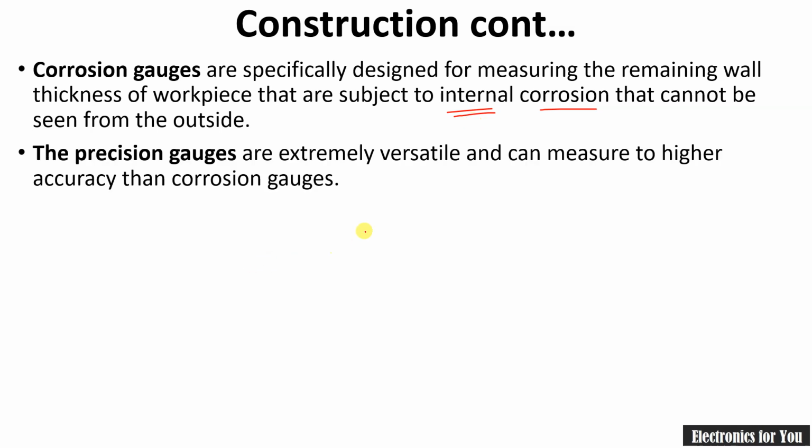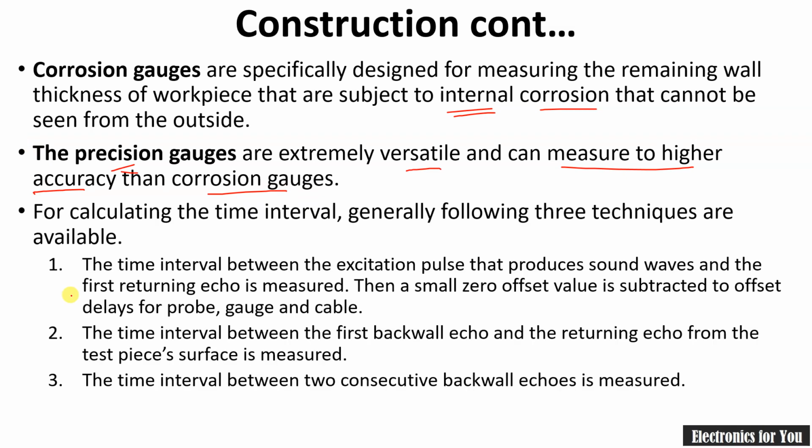The next one is the precision gauges. As the name indicates, they are extremely versatile and can measure with higher accuracy than the corrosion gauges. The accuracy of the precision gauges is high, and various techniques are used for the measurement here.